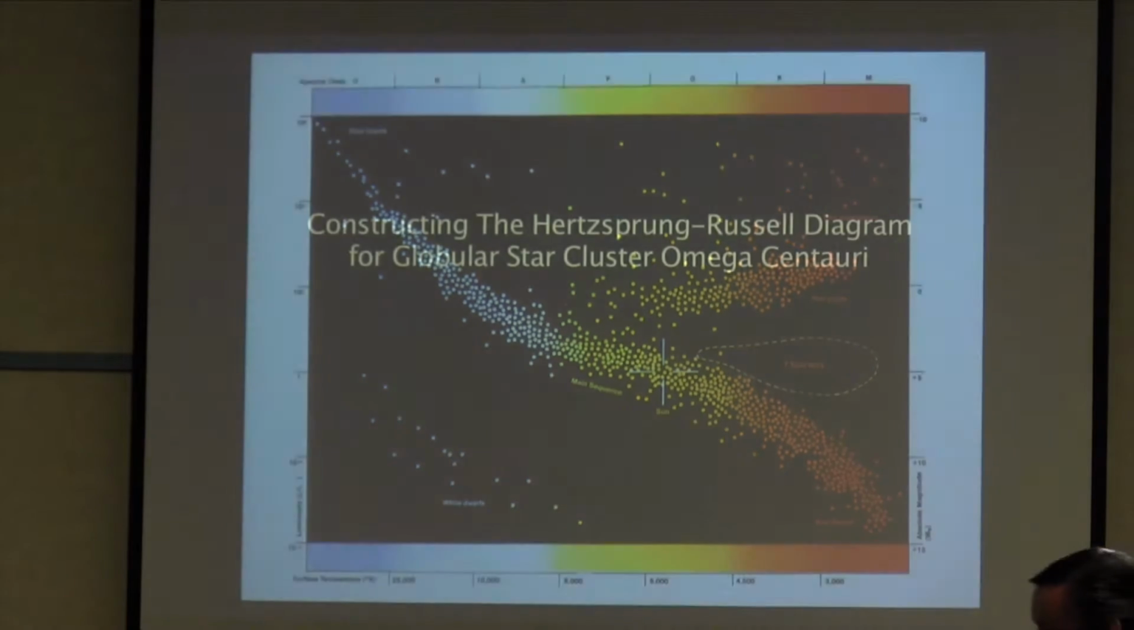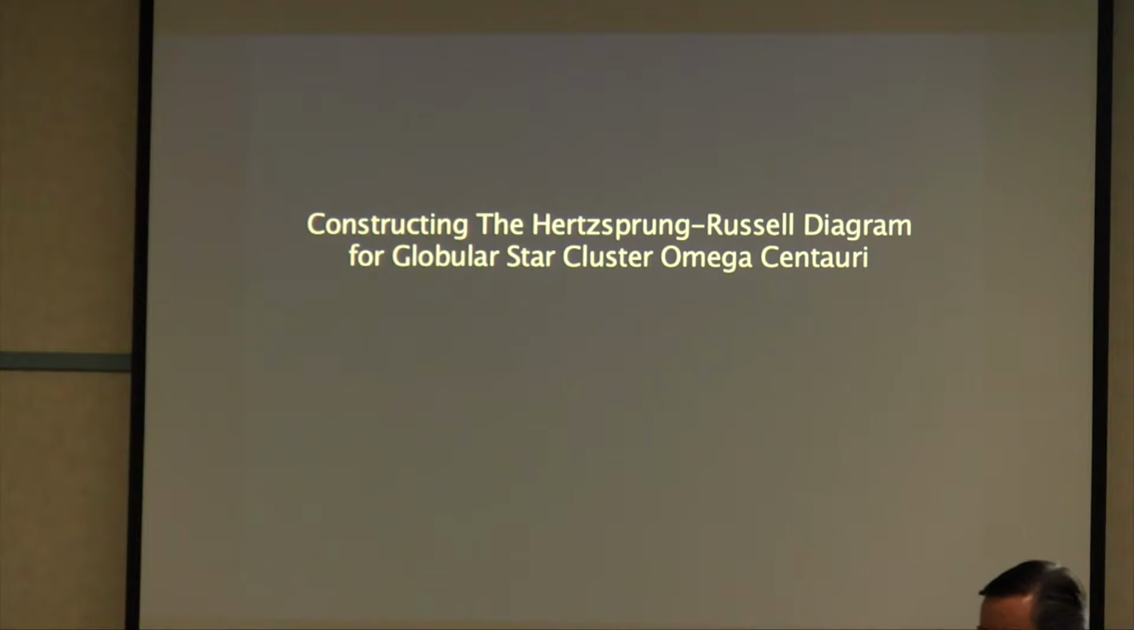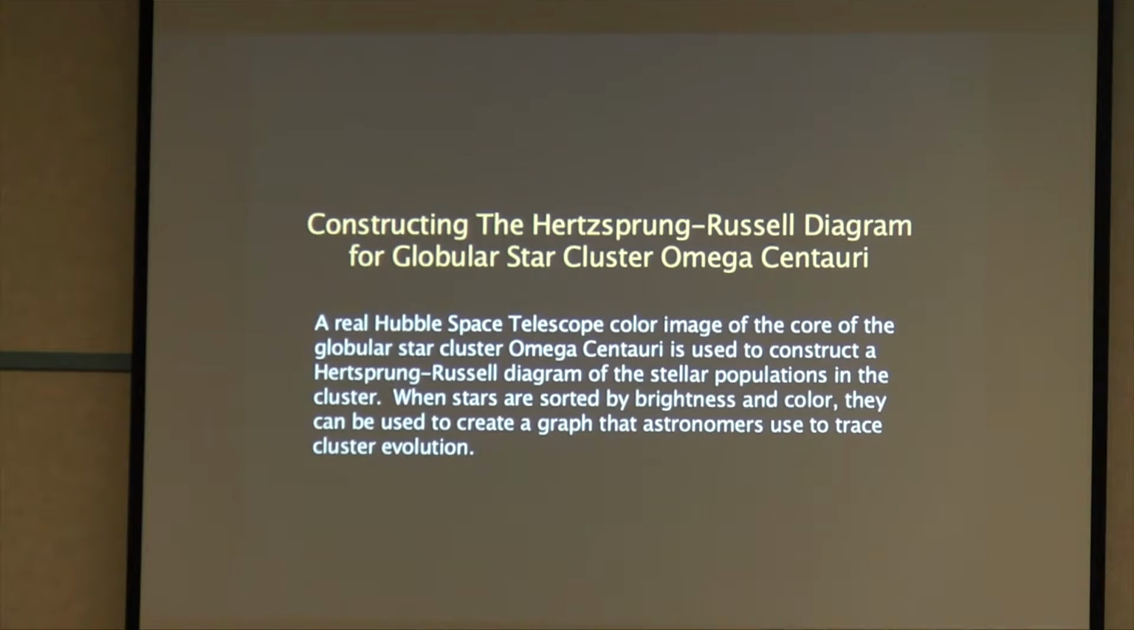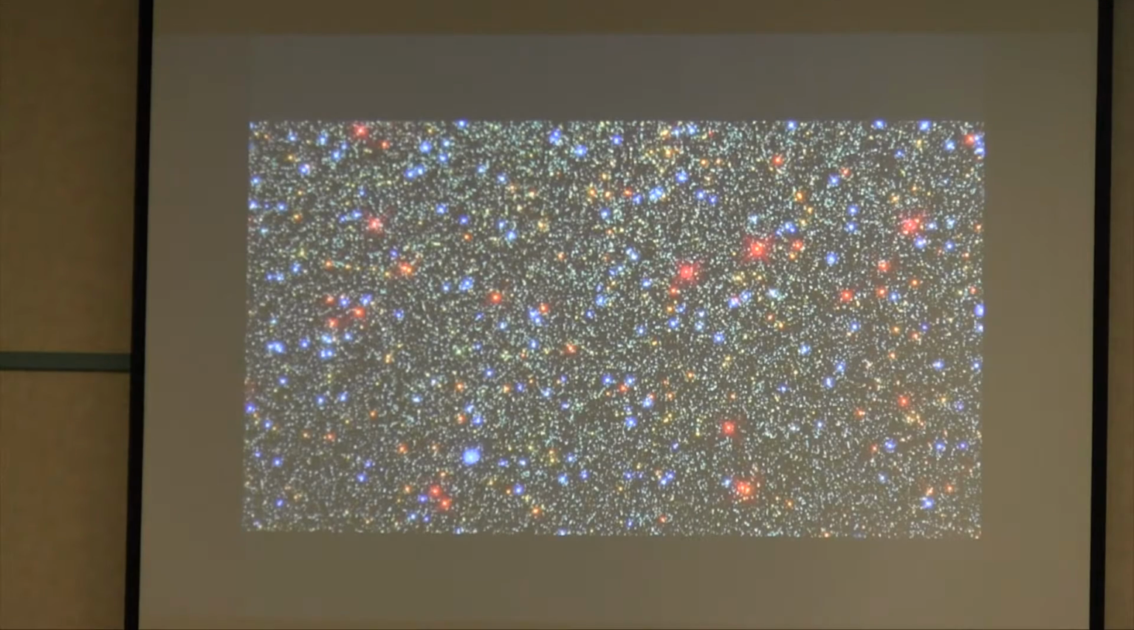Now, here's the fun thing, okay? This is a movie on constructing the Hertzsprung-Russell diagram using the globular star cluster Omega Cent. This is going to play nicely. Okay, so this is a movie taking a real Hubble telescope color image of the globular star cluster Omega Cent. And from it, we're going to show how the HR diagram naturally falls out.